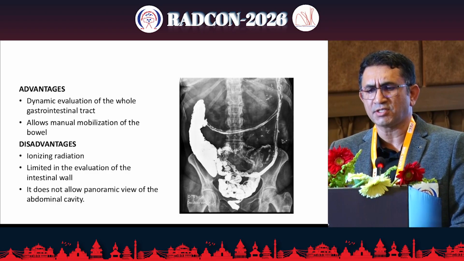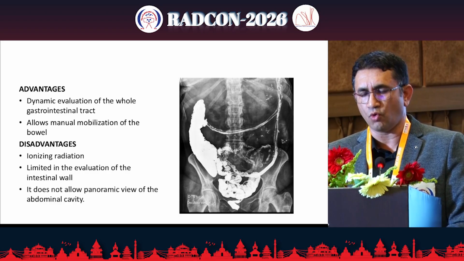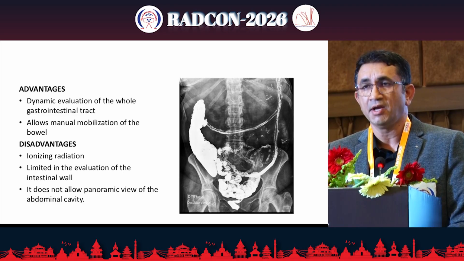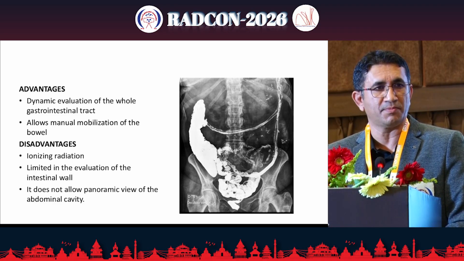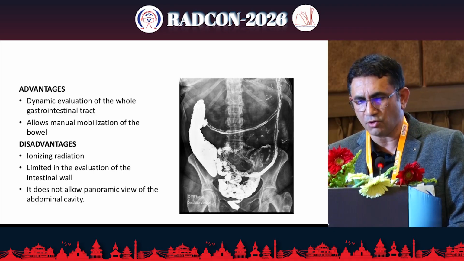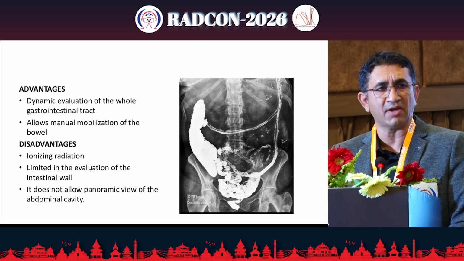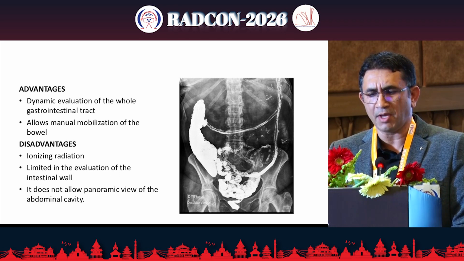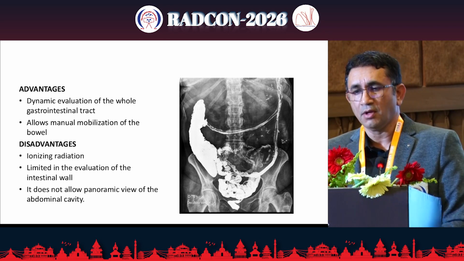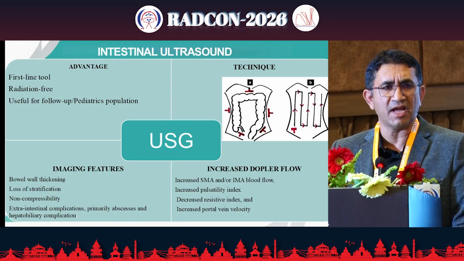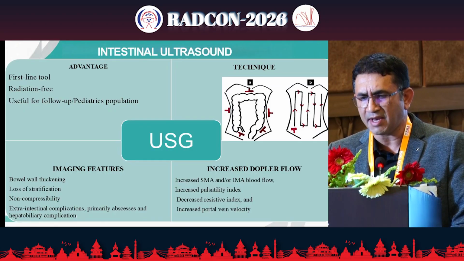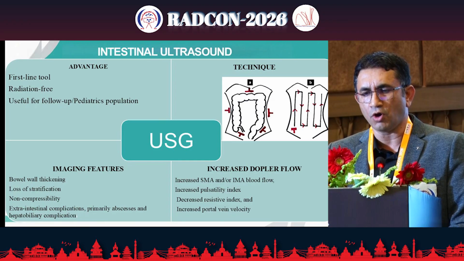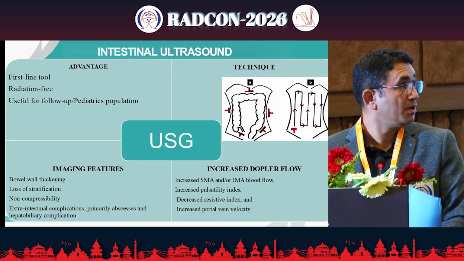The advantages are dynamic evaluation of the whole gastrointestinal tract, and it allows manual mobilization of the bowel during fluoroscopy evaluation. But again, the disadvantages are the ionizing radiation, and it doesn't give a panoramic view of the abdominal cavity. Intestinal ultrasound is a first line tool. It can be done at the bedside, and especially can be used for follow-up and in the pediatric population.